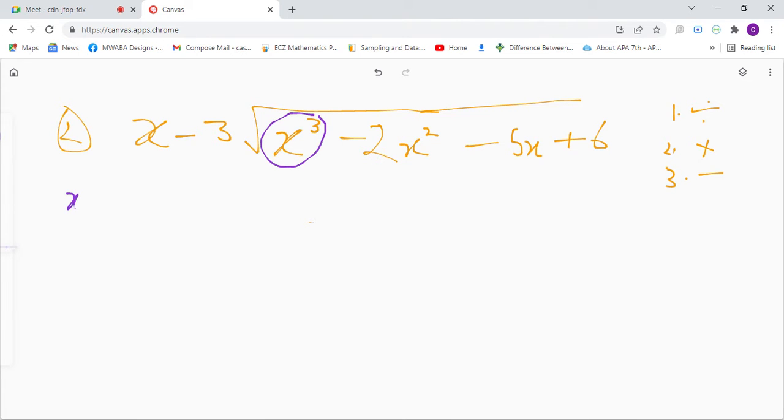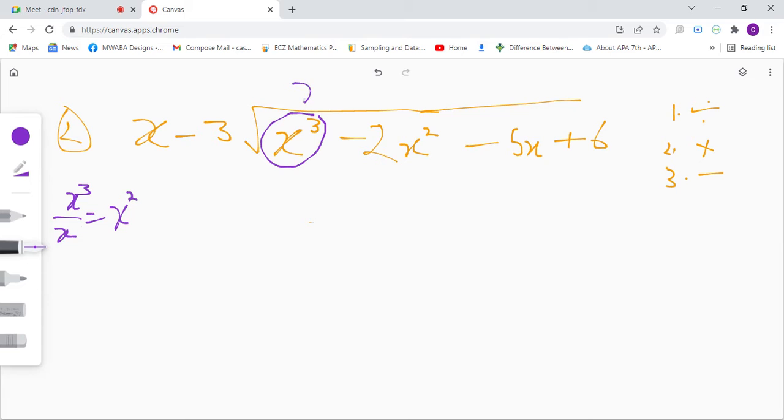So we say x cubed divided by x, that gives us x squared. So we'll put here x squared. Step two, we multiply. X squared times x is x cubed. X squared times negative 3 gives us negative 3x squared. So we've multiplied, now we subtract.